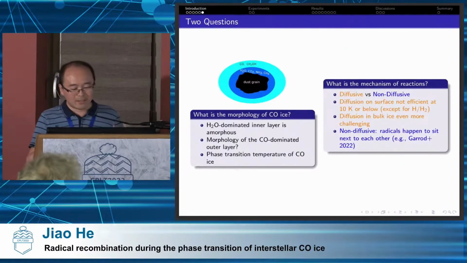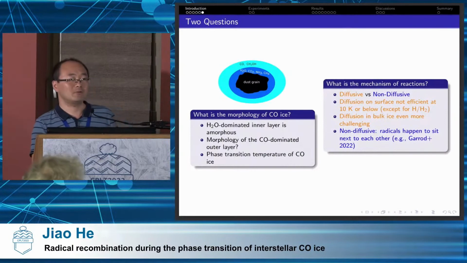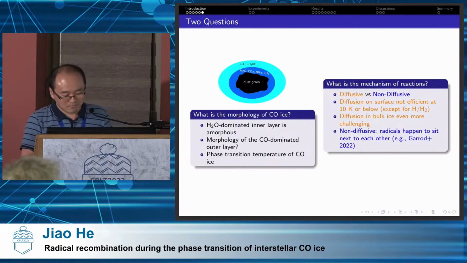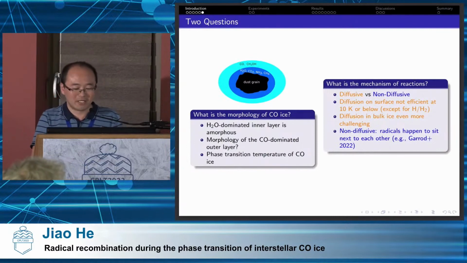So we know that a lot of COMs can be formed in the CO-rich layer. Then there is one question. We know that radicals need to recombine. And in order to recombine, they have to diffuse, or they have to somehow come together. Otherwise, they cannot react. So it's already known that diffusion is not efficient at 10 Kelvin or below, with the exception of hydrogen. And diffusion in bulk ice is even more challenging. So non-diffusive mechanisms have to be involved.